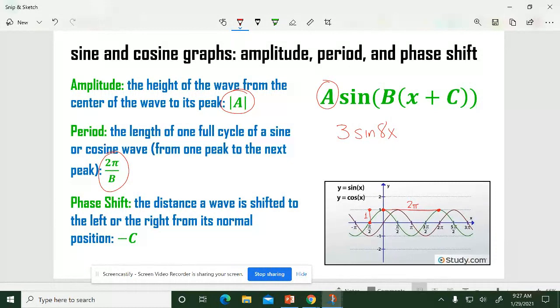So to find the period, if we had an 8 in front of the x, we would take 2 pi over 8. And then we simplify it. We get pi over 4. So the period of this function will be pi over 4.